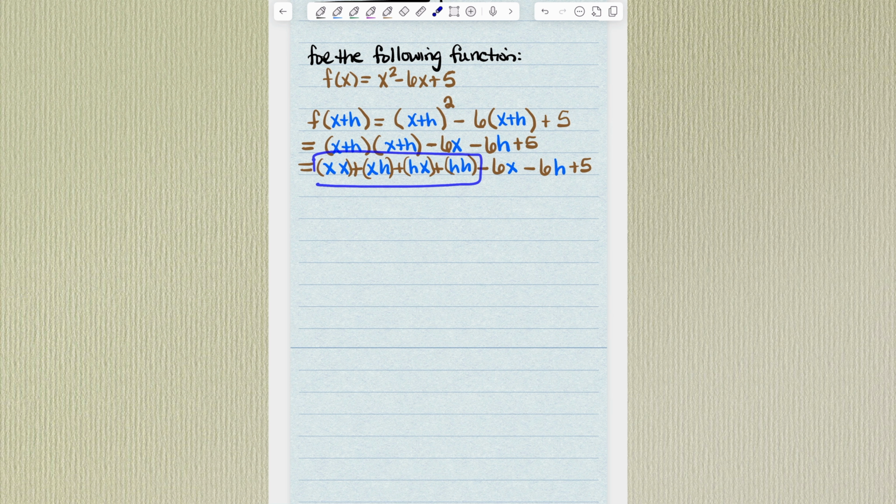All of this came from this piece here. Okay, so now let's just keep doing the math. So x times x, that's going to be x squared.